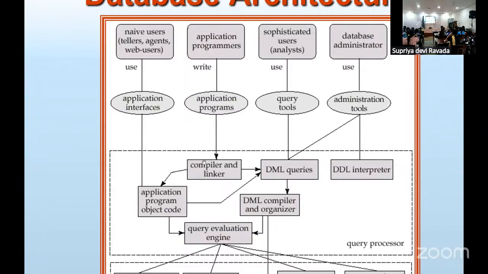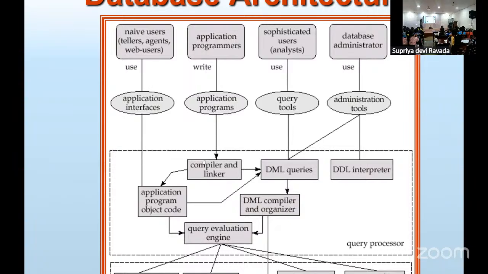Is it clear? For example, take our Google Maps. For what are we using Google Maps? To find the shortest path. Yes or no? The nearest path. We are going to use Google Maps. Similarly, here also the query evaluation engine is used for getting the best queries. Best queries. Is it clear? Yes or no?